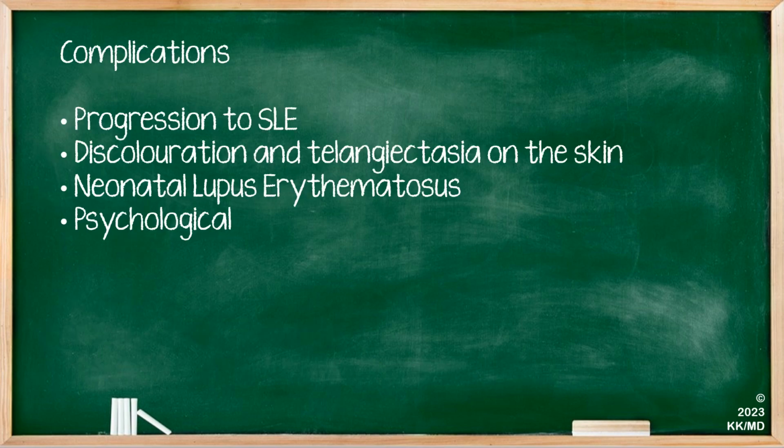As for the complications of cutaneous lupus, the biggest worry really is progression to systemic lupus erythematosus, which, as I discussed, can be a far more serious condition compared to the cutaneous version. As we discussed, it can leave the skin with discoloration and telangiectasia. However, it does not cause scarring.